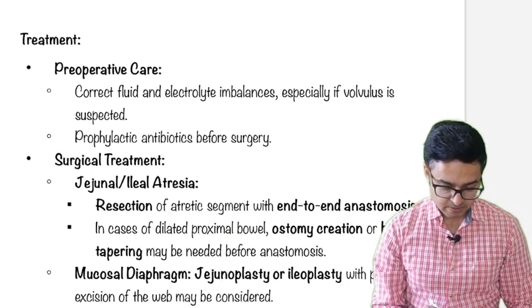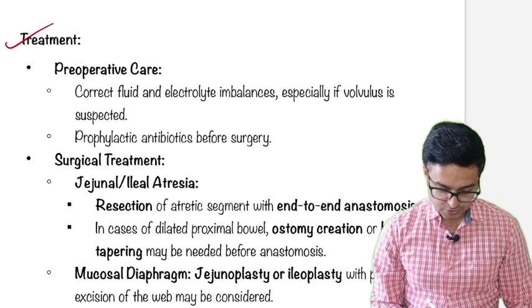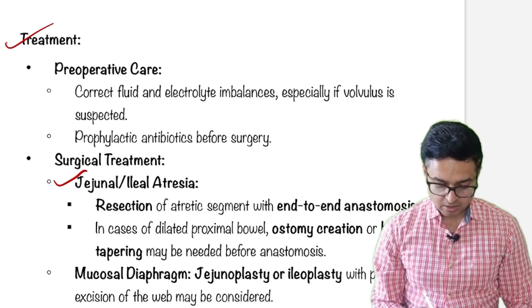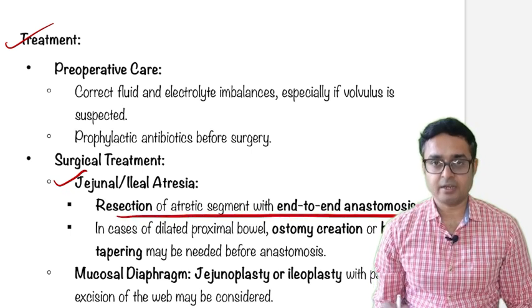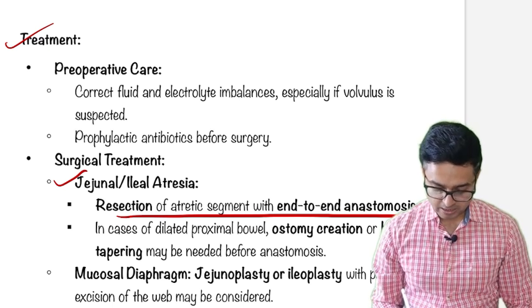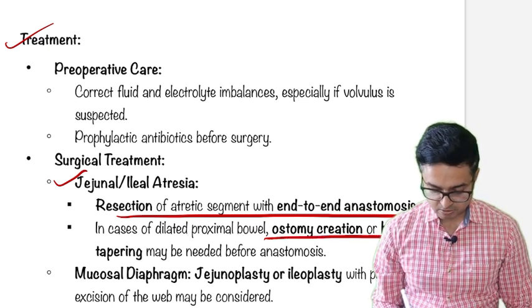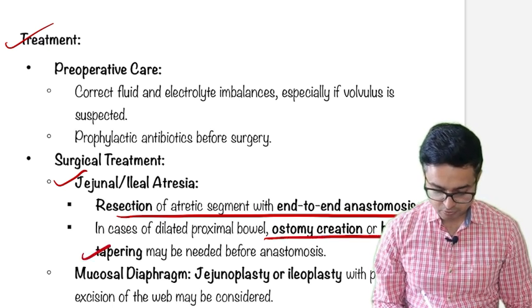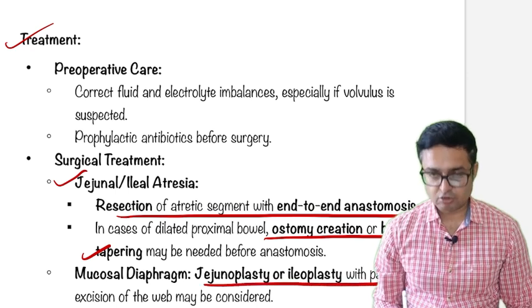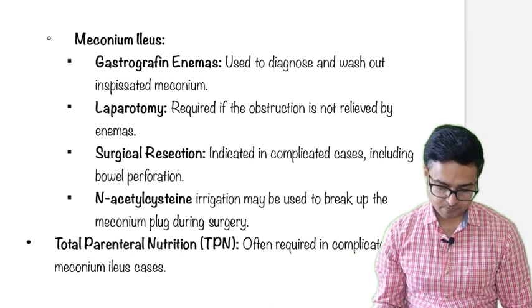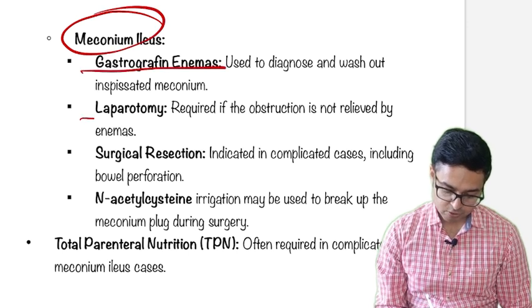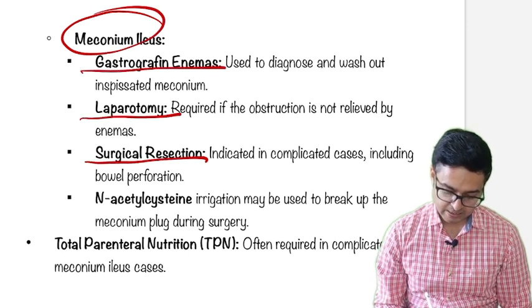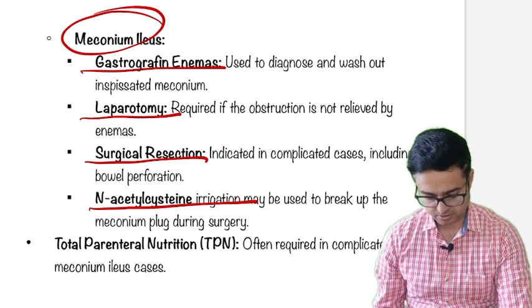Treatment: for jejunal and ileal atresia, you have to do resection of the atretic segment with end-to-end anastomosis, ostomy creation, and bowel tapering, and for mucosal diaphragm, jejunoplasty and ileoplasty have to be done. For meconium ileus, gastrografin enemas, laparotomy, surgical resection, and acetylcysteine irrigation can be done.